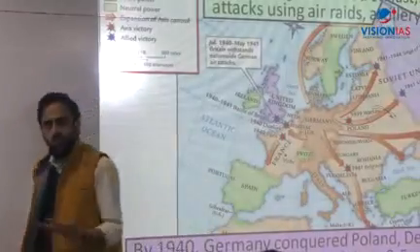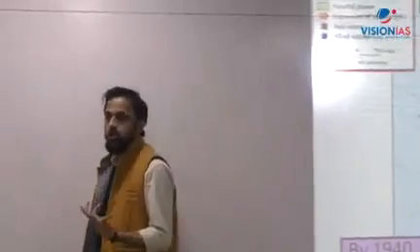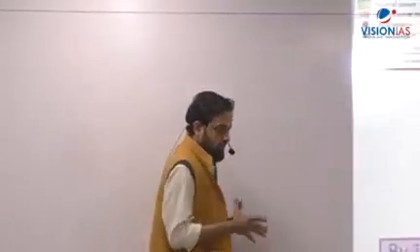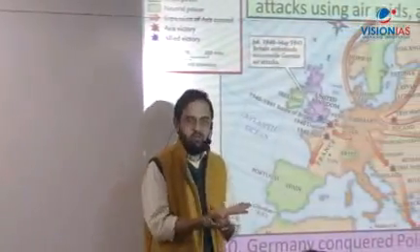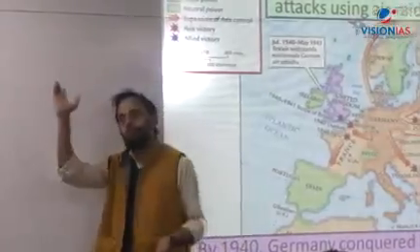Now, this is what is happening in Europe. But there are a number of other things which are happening. One is in Asia and the other is in North Africa. Italy is in North Africa and in Asia is Japan. Now, the US involvement in World War II, the military involvement of the US in World War II, happened only in 1942.